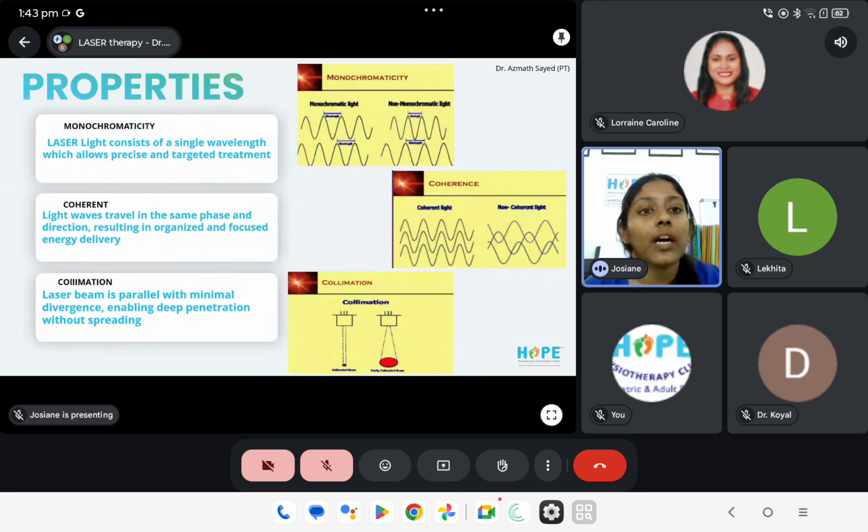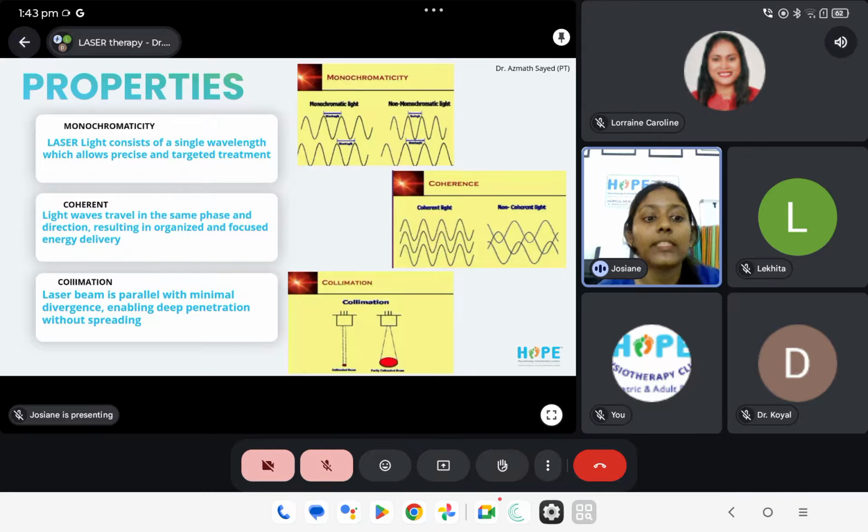Now we come to the properties of laser. There are three properties of laser. First one is monochromaticity, second is coherence, and third one is collimation. The first one, as the term suggests, monochromaticity, produces a single wavelength, which allows precise and targeted treatment. Second one, coherence, which means the light waves travel in the same phase and direction, resulting in organized and focused energy delivery.